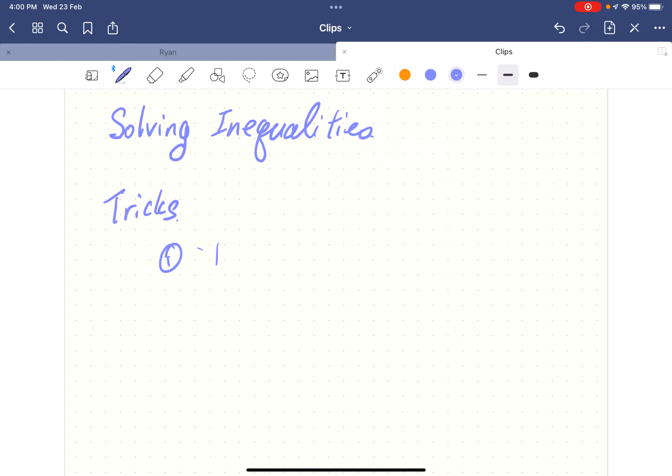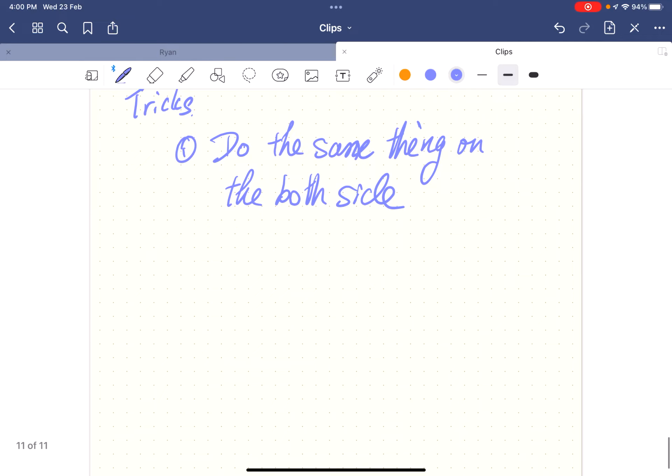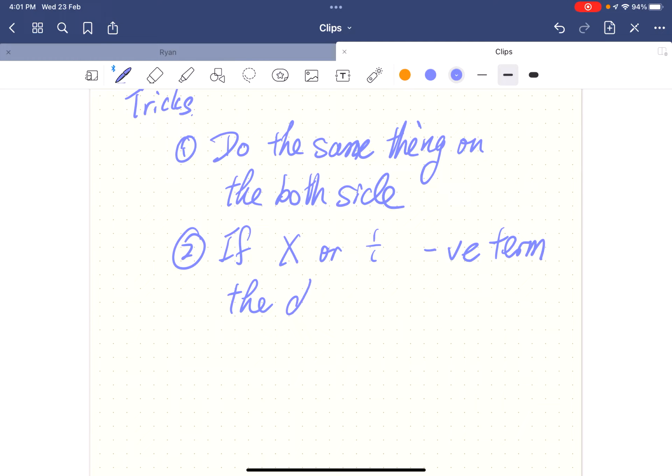Number one, we do the same thing on both sides. Number two, if we multiply or divide by a negative term or number, the direction of the sign will flip.